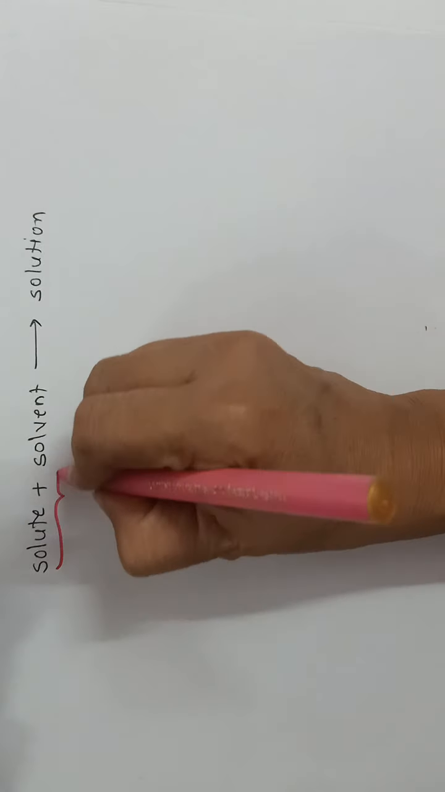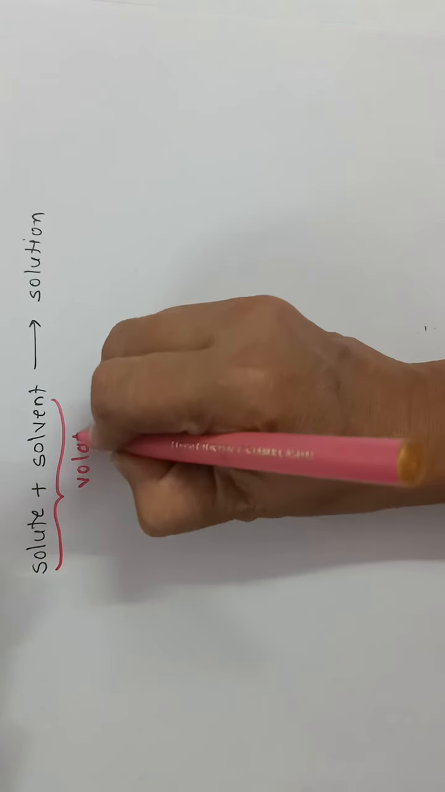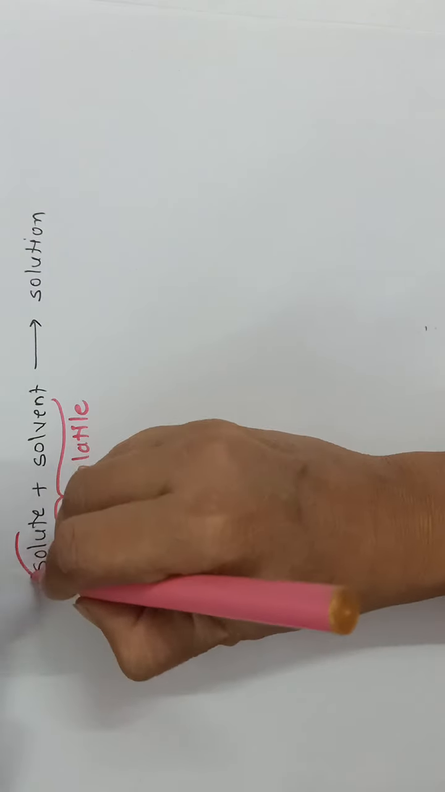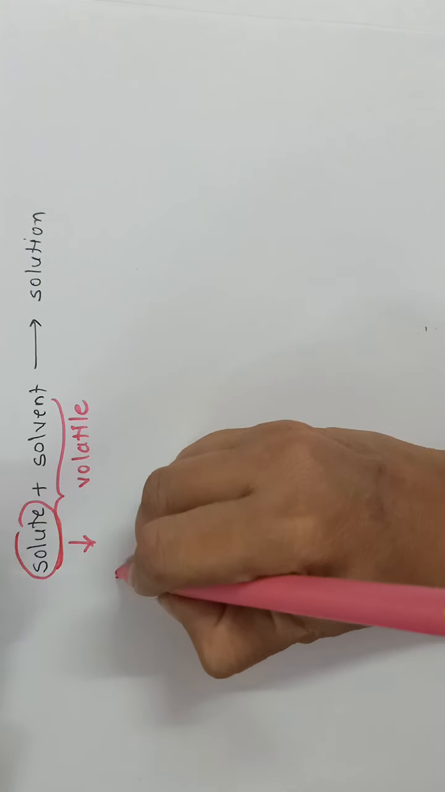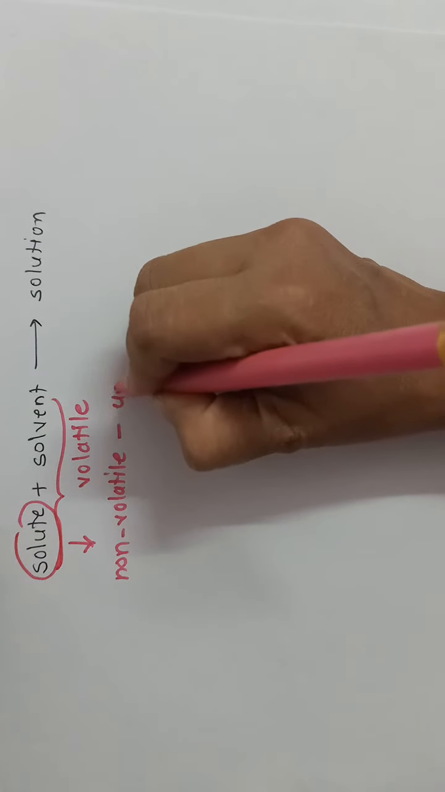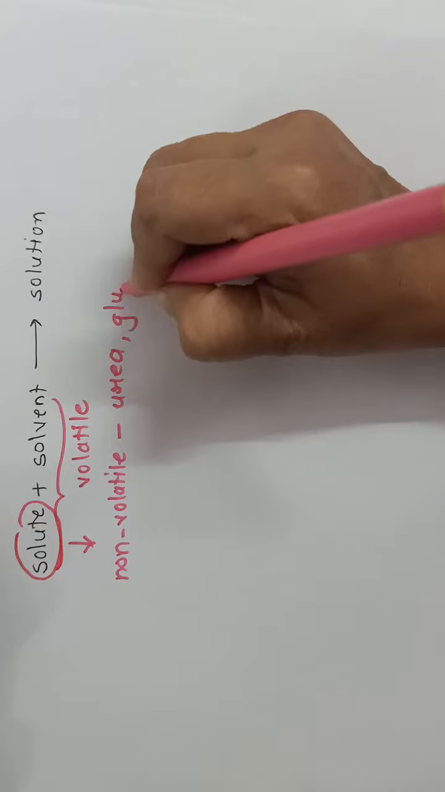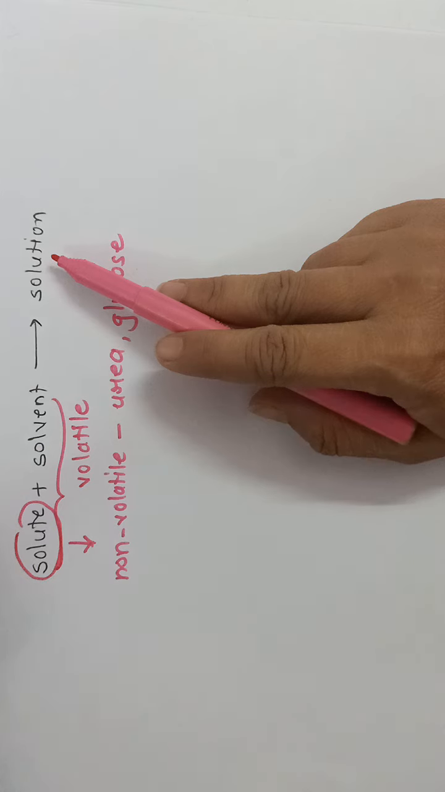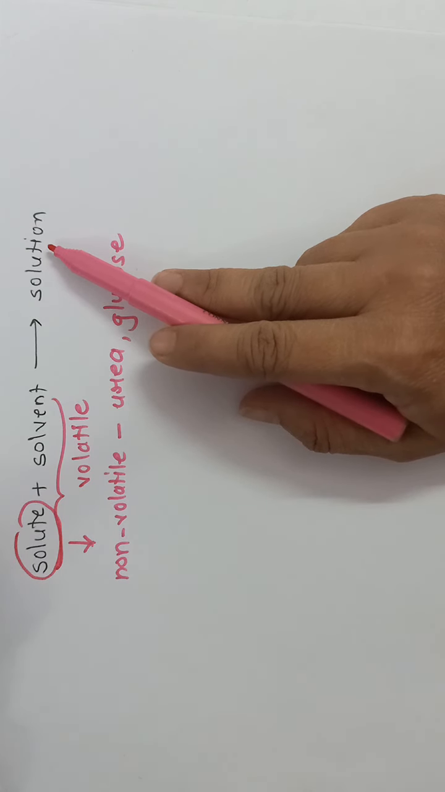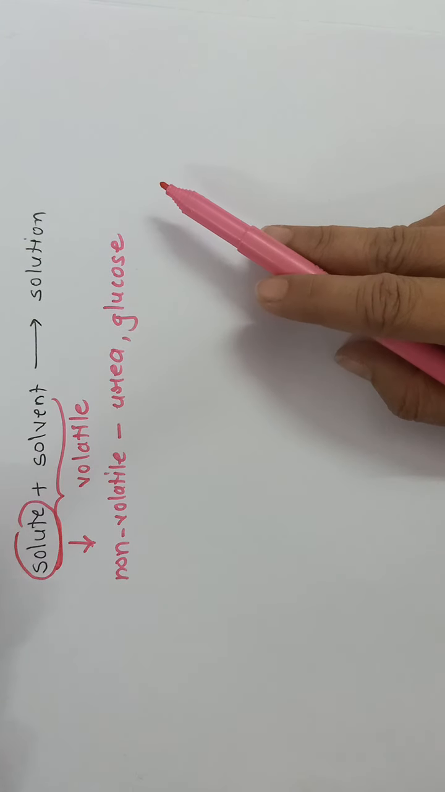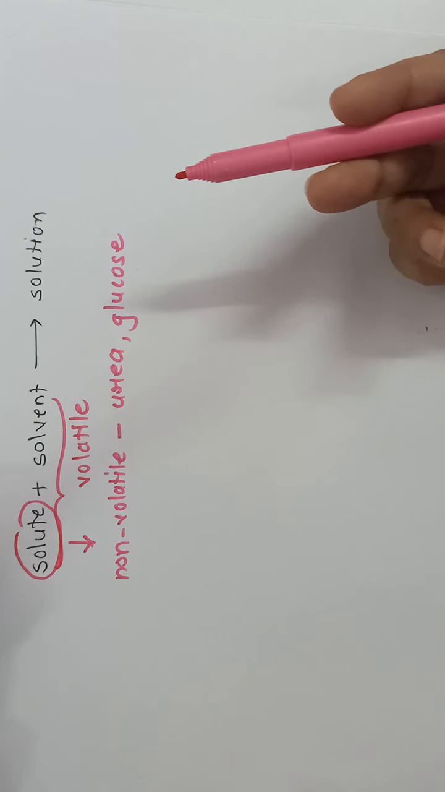But whatever we have studied till now, in that both solute and solvent were volatile. Will there be any impact on the properties of the solution if we change the nature of the solute to non-volatile? Non-volatile solutes are like urea, glucose, cane sugar, etc. So if a non-volatile solute is added to a solution, definitely it will change its properties. Now, in today's video, we are going to see what are the changes in the properties, how these changes occur, etc. So let us begin.